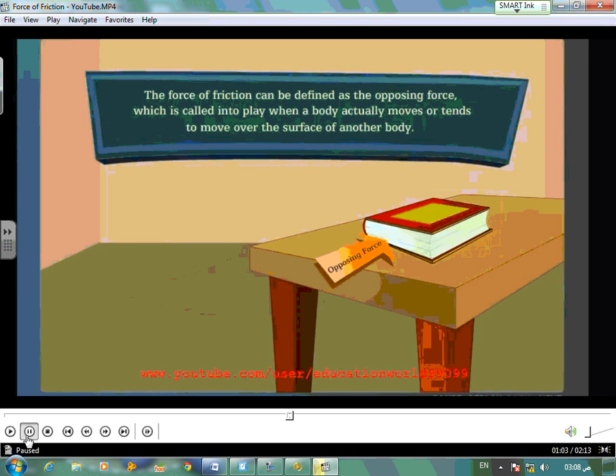Look at this book that is put on a table. We found the force of friction can be defined as the opposing force which is called into play when a body actually moves or tends to move over the surface of another body.